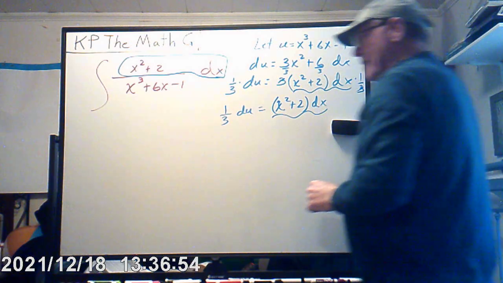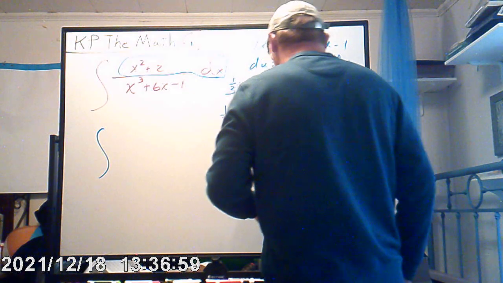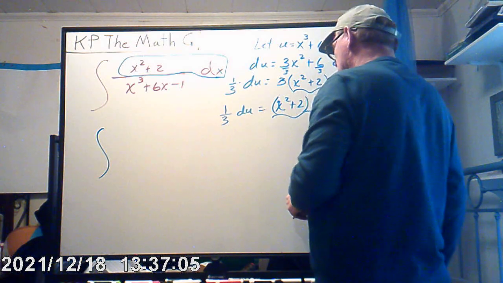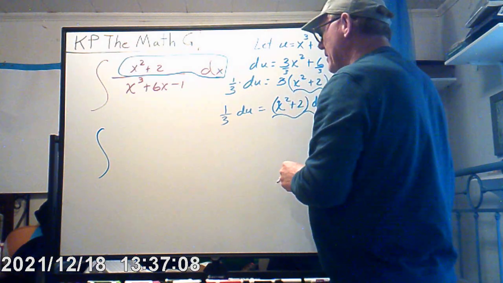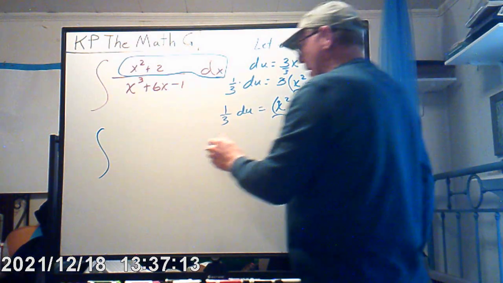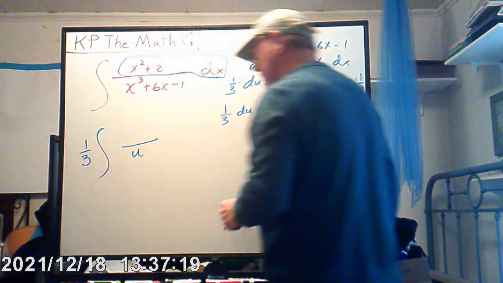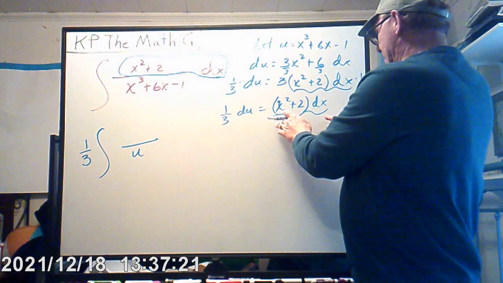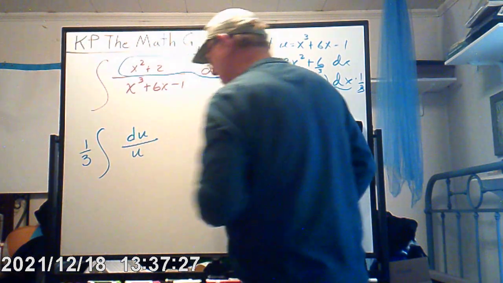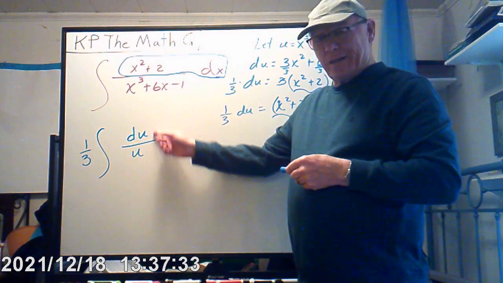So now let's go ahead and do this, and maybe we'll see what's going on here. Let's see, this is u on the bottom. Oh yeah, I've got my 1/3 that I need to put out here, and my du is all of this. Alright. Well, oh good, that's good. I like seeing that.